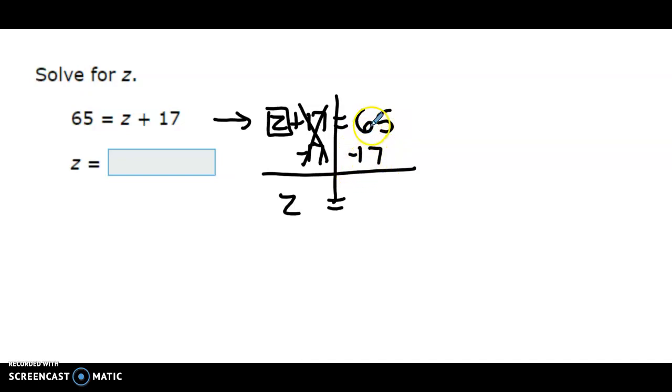And then when we go ahead and do 65 minus 17, we have to borrow. We get 48. So our answer is 48. And again, I would use the check step. I just don't want to make this too long for you right now.